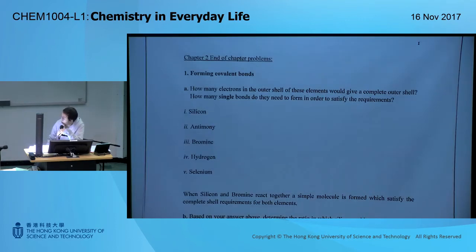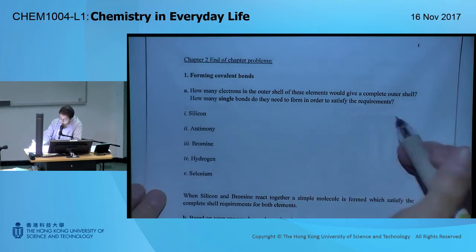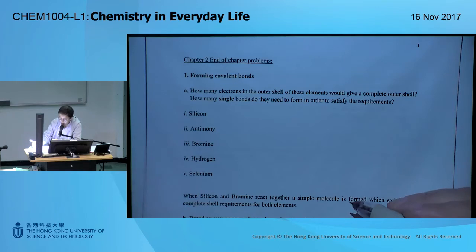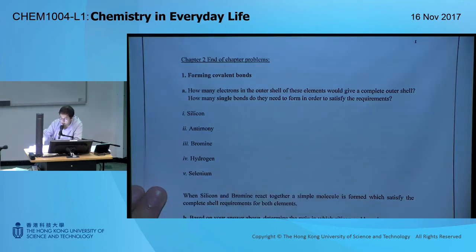The first question in chapter 2 is about forming covalent bonds. So covalent bonding, remember, we have to have a full outer shell, usually 8 electrons. So we need to look at these elements here to find how they can satisfy the requirement to get a complete outer shell. To do that, we need to know the group of these elements, how many electrons are already in the outer shell, how many more is needed, therefore how many bonds is needed, because each single bond provides one extra electron. Remember that.